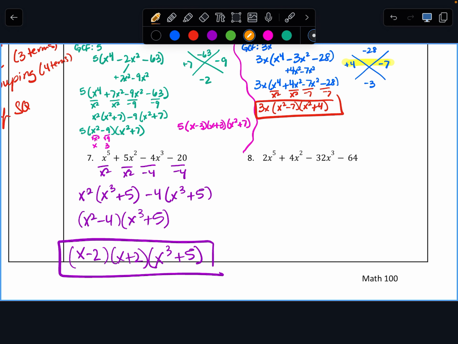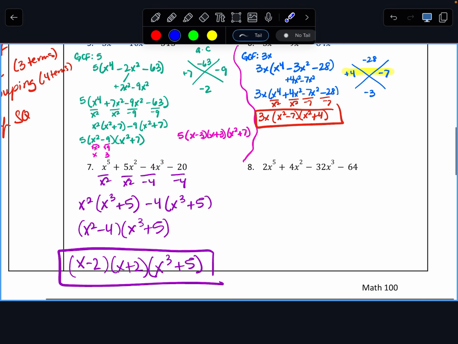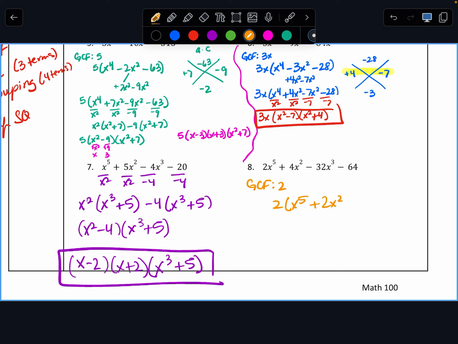All right, so where do we start? We have this one. We're going to start with our list. I'm going to look for a GCF. Those are all even numbers, so I can divide. They don't all have x's, so I'm just going to divide by 2. So we do a GCF of 2, which is 2 times x to the 5th plus 2x squared minus 16x cubed minus 32.